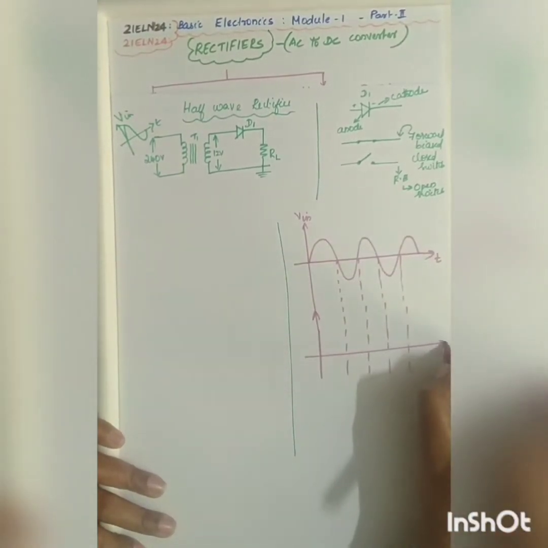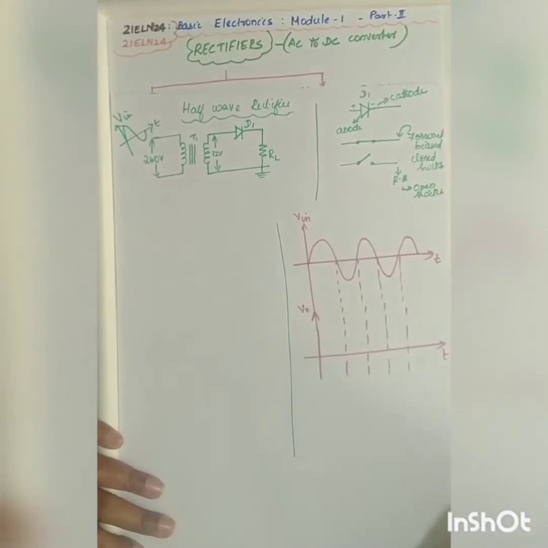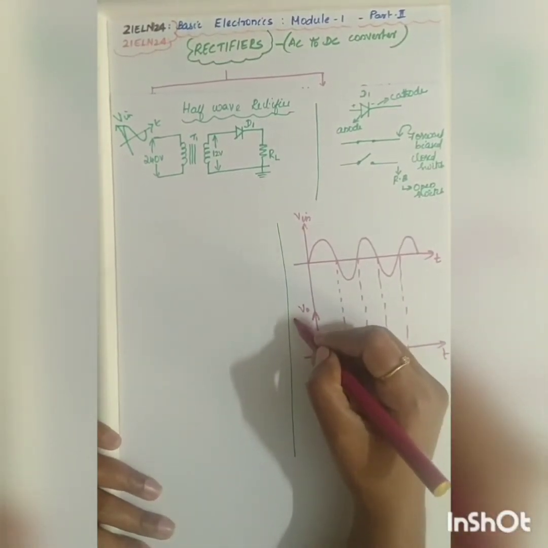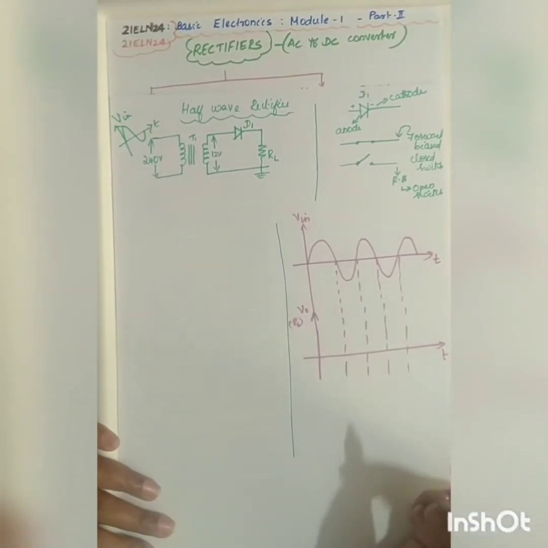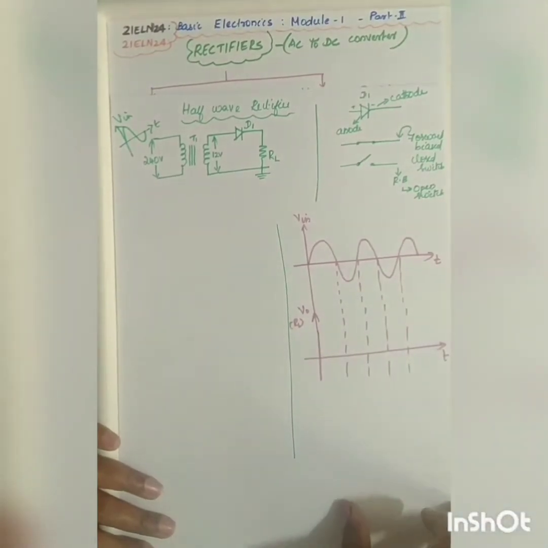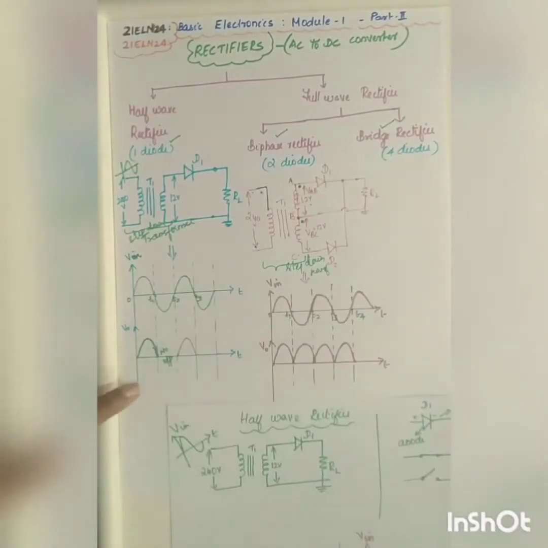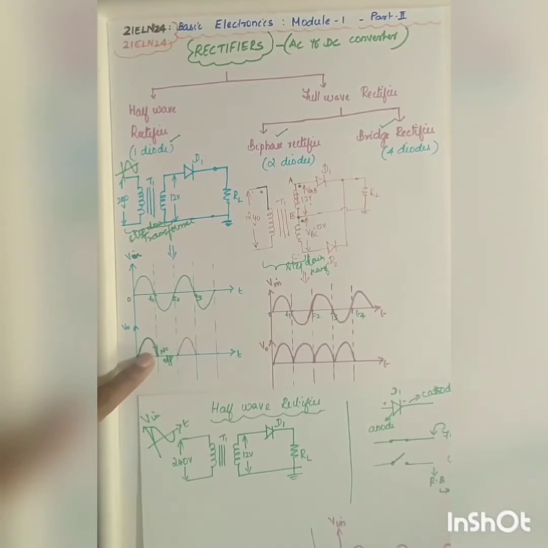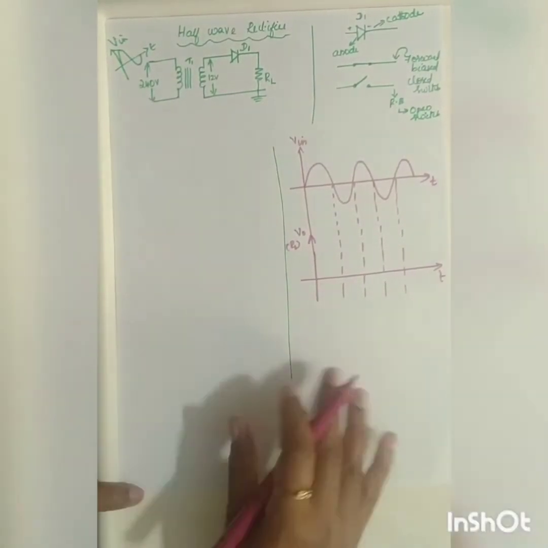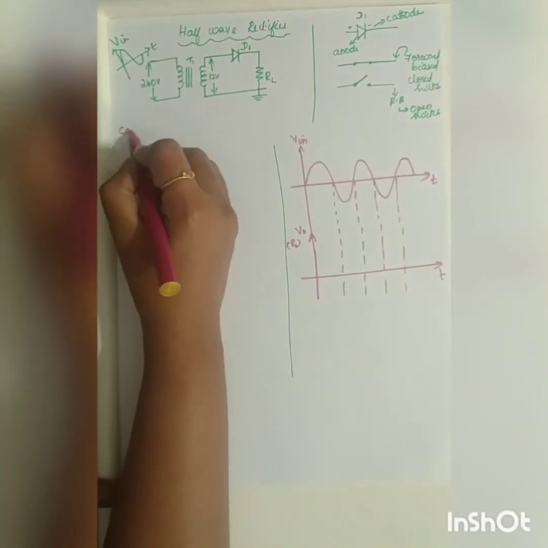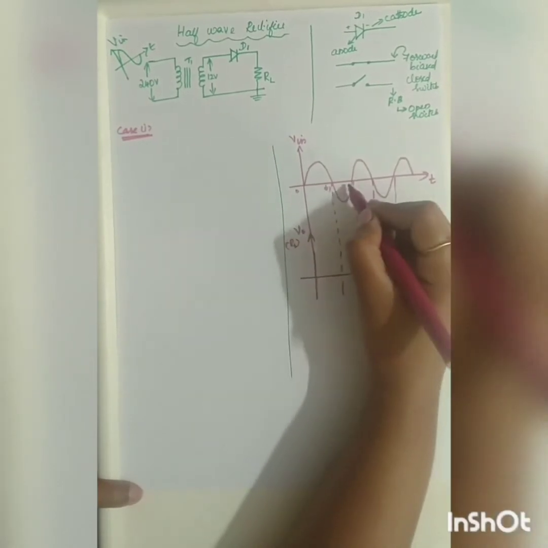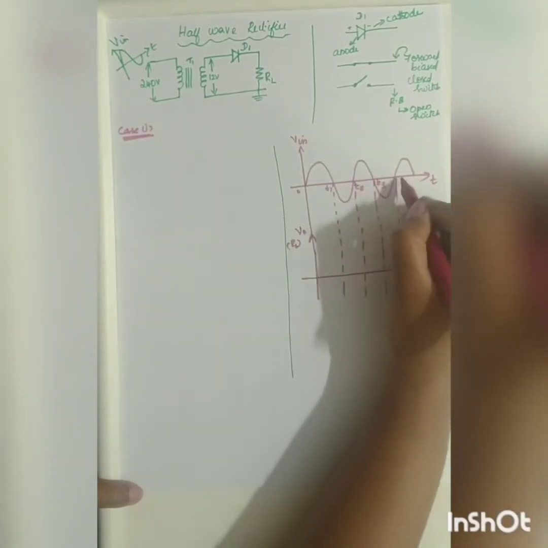If I take this as V out, across the load resistor RL you are getting V out. Now we are going to plot what will be your waveform. In the first video we have seen this waveform. During positive half cycle you will get the output, during negative half cycle there is no output, right? So we can take two cases now. Case 1. If I take 0, T1, T2, T3, T4.